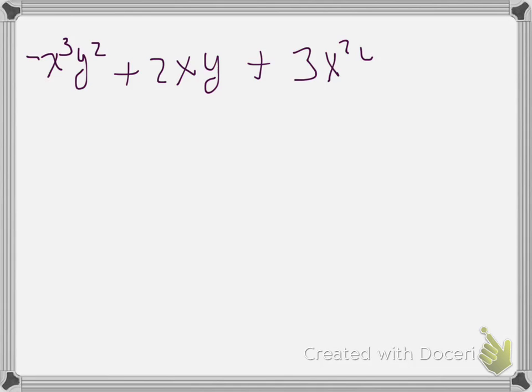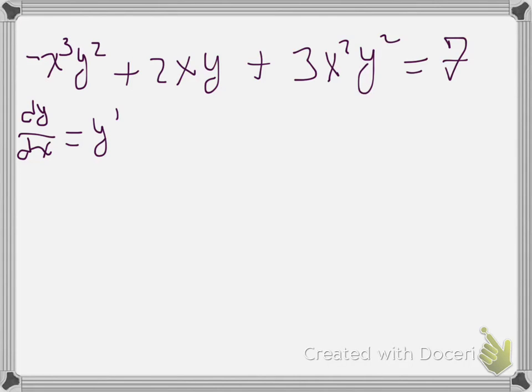I would make sure that I could do some implicit differentiation. And what is implicit differentiation, you may ask? Something like negative x cubed y squared plus 2xy plus 3x squared y cubed equals 7. And implicit differentiation is we would take something like this and solve for y prime or dy dx. Remember, dy dx is just another way to write y prime. And it's not always a bad idea to write that on your paper.